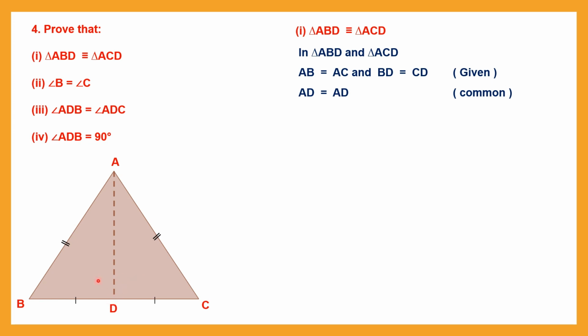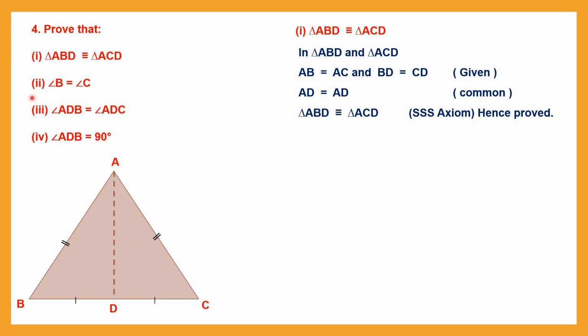So now can you see that the three sides of this triangle and the corresponding sides of the other triangle are equal. That means both these triangles are congruent by the SSS axiom. So we can say triangle ABD is congruent to triangle ACD by the SSS axiom. Hence we have proved it. Three sides of this are equal to three sides of this triangle.